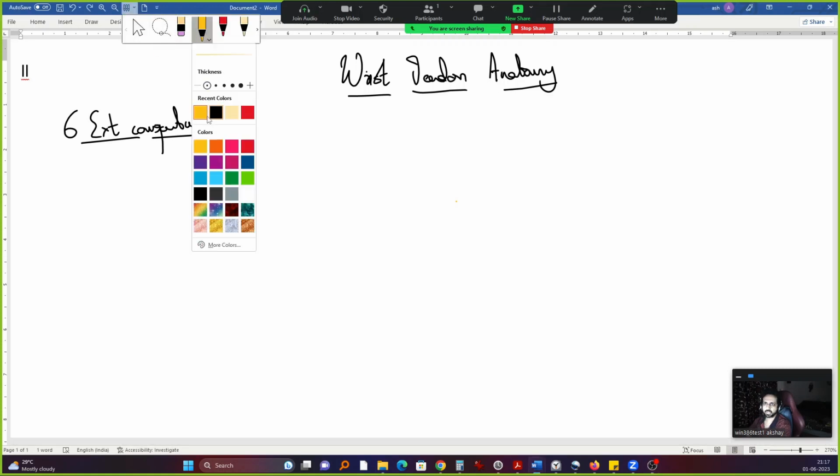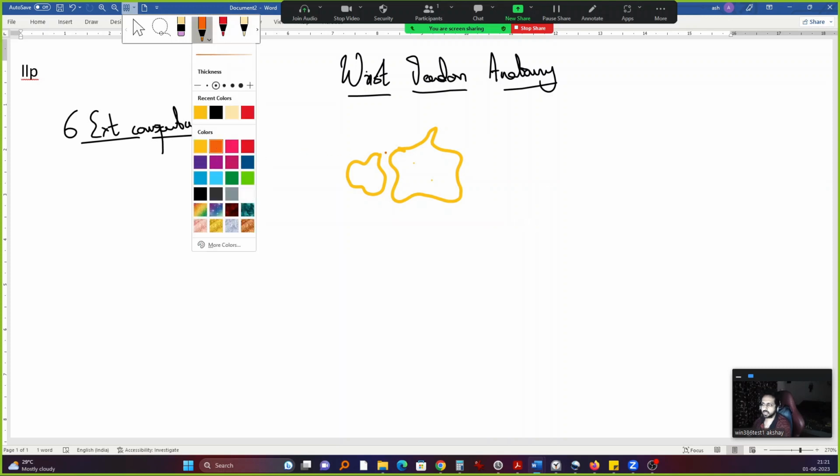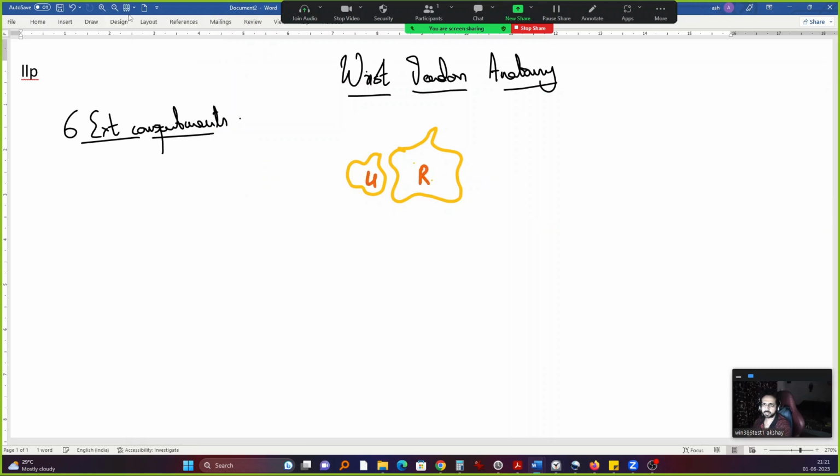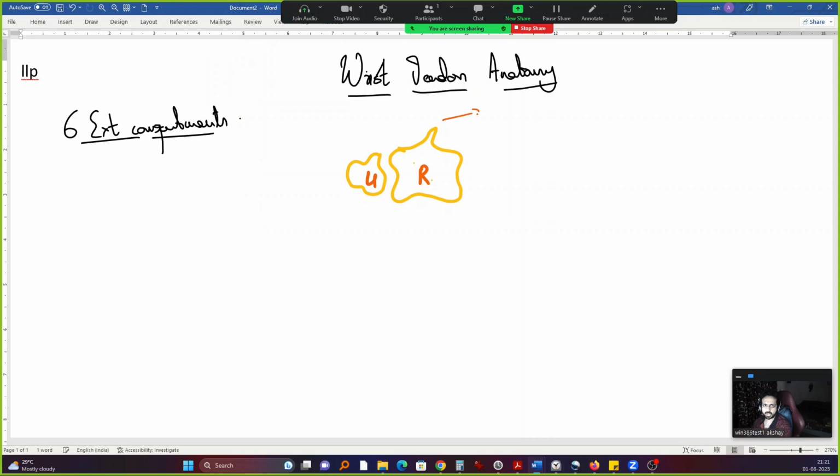So I'll draw the radius and the ulna. This is the radius, this is the ulna, and this is one important landmark, the Lister's tubercle, also known as the dorsal radial tubercle.